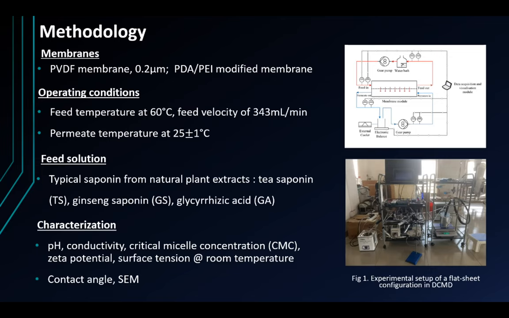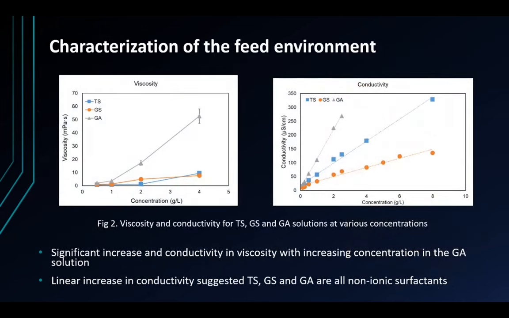We selected three typical saponins abundant in herbal plants and TCM. They are tea saponin, ginseng saponin, and glycyrrhizic acid. We noticed that GA solution was very viscous at higher concentration. The linear correlation between the concentration and conductivity confirmed that all three selected saponins in this study are non-ionic surfactants.